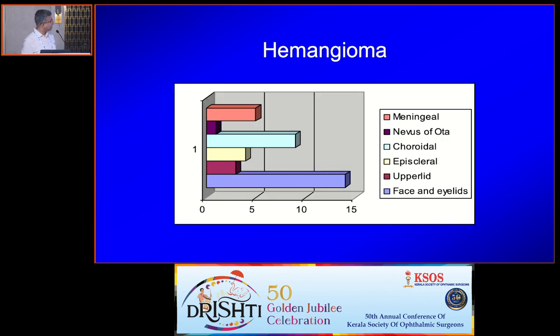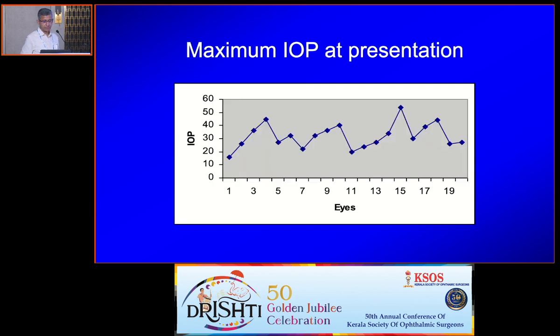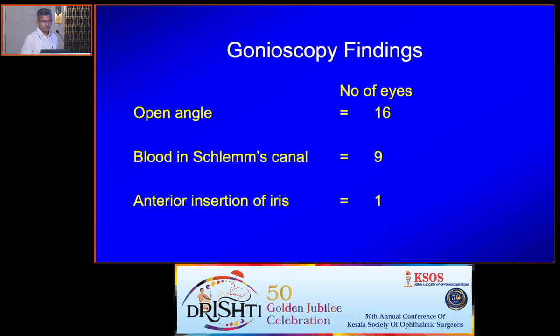You do have associations with meningeal hemangiomas, and patients with facial and upper lid involvement are common, but keep in mind that these patients can have leptomeningeal hemangiomas, and before you plan them for any surgical intervention, it's important that they have neuroimaging. And look at the intraocular pressures at which they present. A good proportion of them present with very high IOPs, more than 30, 40 or 50, and that is common. On gonioscopy, most of them will have open angles.